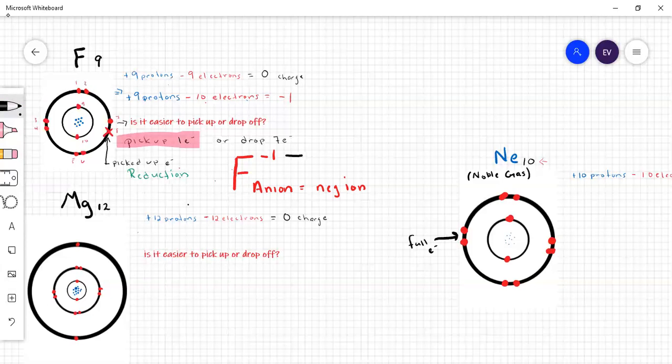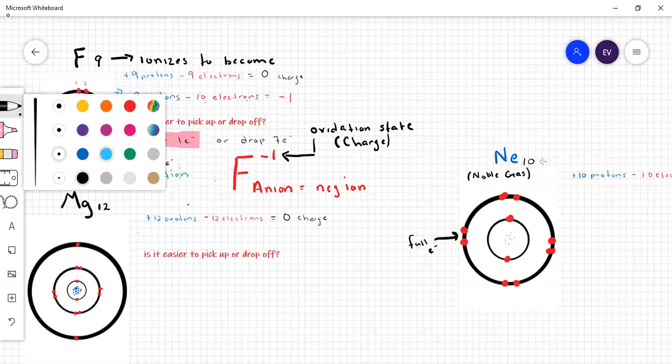This symbol here represents the oxidation state. The oxidation state is just a fancy way of saying what charge does the ion carry? Charge. So fluorine ionizes to become a -1 ion.